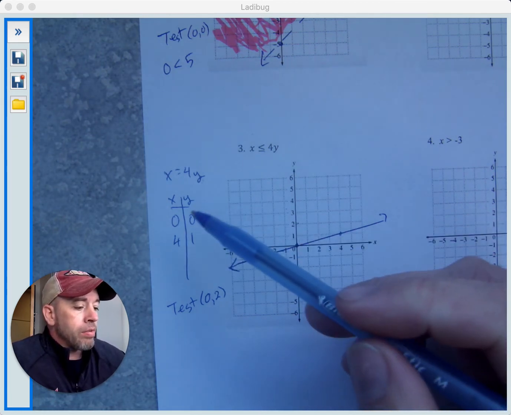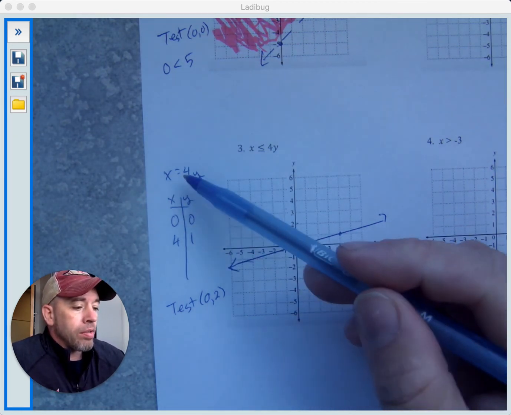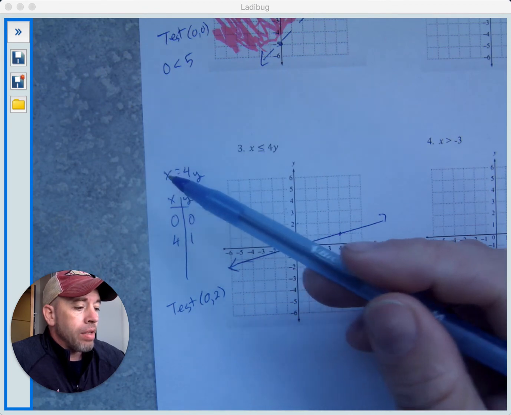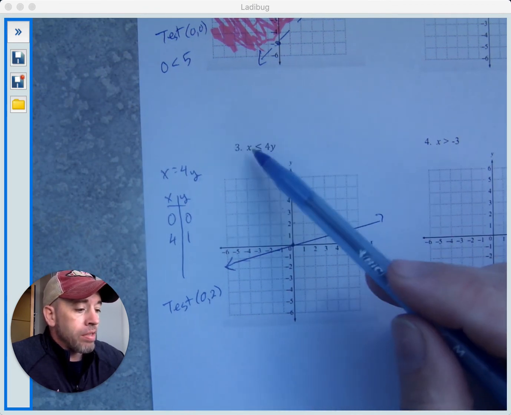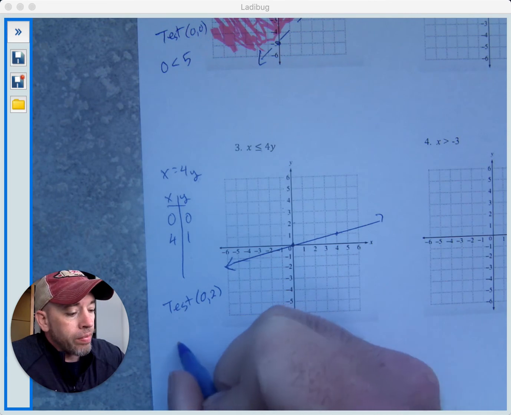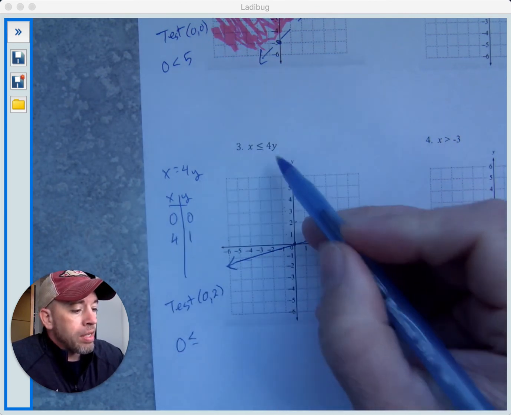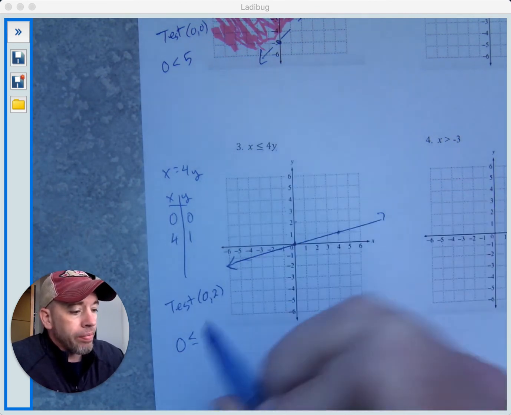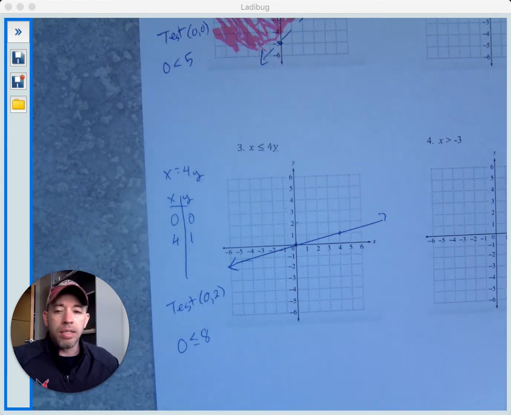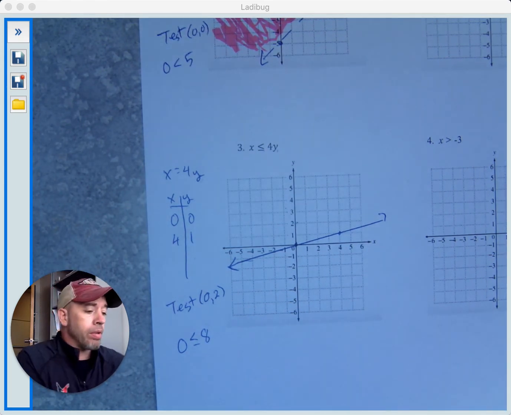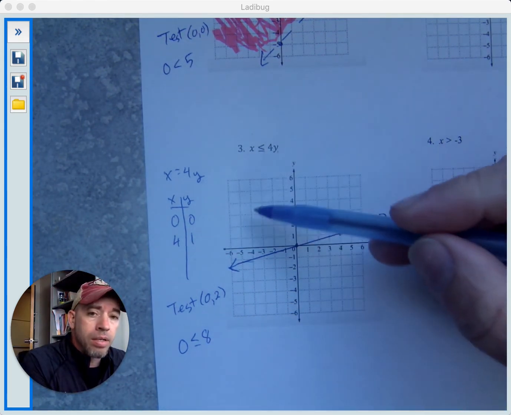And if I put 0 in for x and 2 in for y, in the inequality I have 0 is less than or equal to 4 times 2, which is 8, right? Is 0 less than 8? It is. So everything up here is going to work.